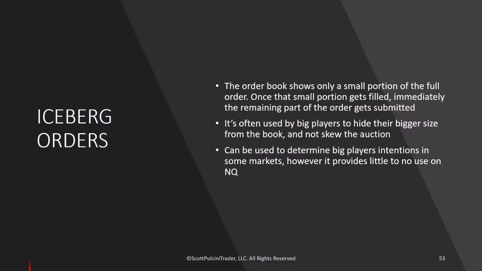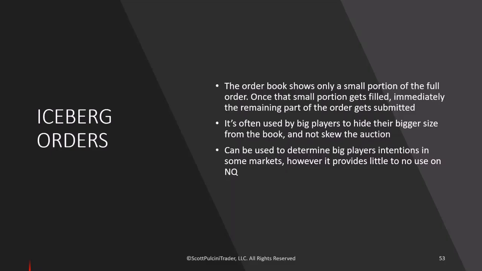Iceberg orders. The order book only shows a small portion of the full order. An iceberg order basically shows only a portion of the entire order, and the rest is just hidden in the book. Once that small portion of the order gets filled, immediately the remaining part of the order gets submitted. So it's often used by big players to hide their bigger size from the book so that they don't skew the auction.